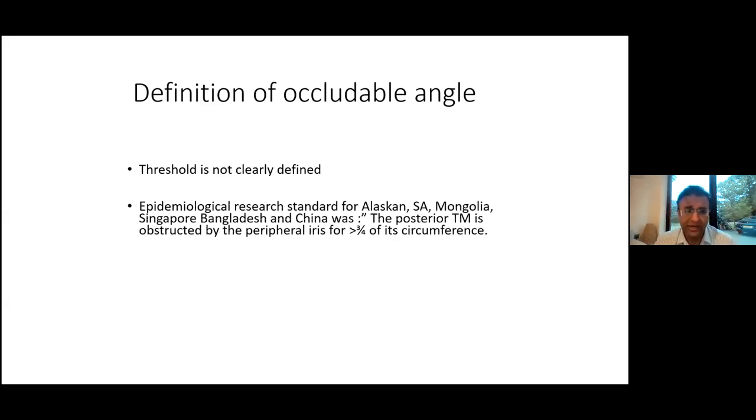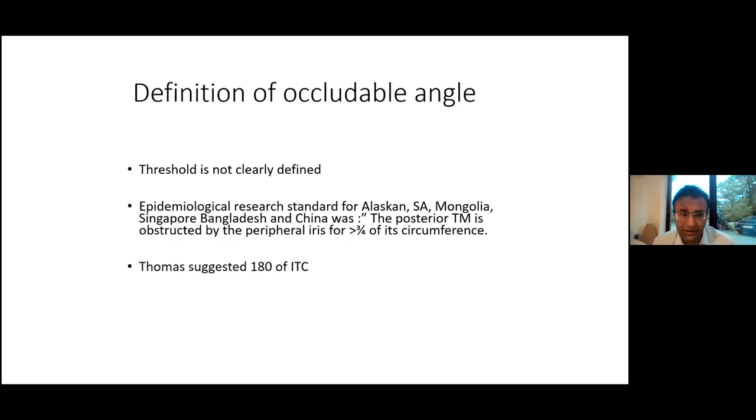So if you look at the epidemiological research standards from Alaskan, South African, Mongolian, Singapore, Bangladesh, and Chinese populations, you will realize that these research standards are defined by at least 3/4 of the angle to be blocked to be called as clinically significant iridotrabecular contact or occludable angle. I will refer to iridotrabecular contact as ITC in my future presentation.